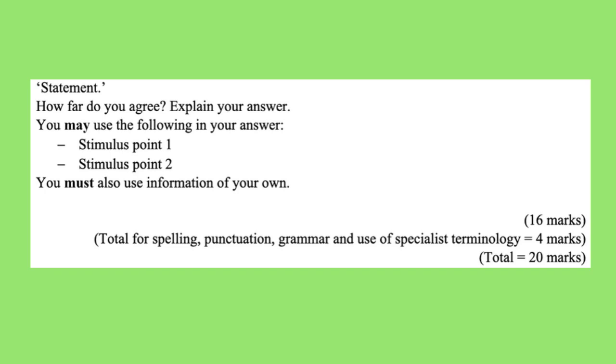First of all, they'll give you a statement, so an opinion for example. Then ask, how far do you agree? Explain your answer. You may use the following in your answer, then it will give you 2 stimulus points. You must also use information of your own here. Now this is for 16 marks, but there are additional 4 marks available for your spelling, punctuation and grammar. So altogether this is worth 20 marks. So it's important that we get it right.